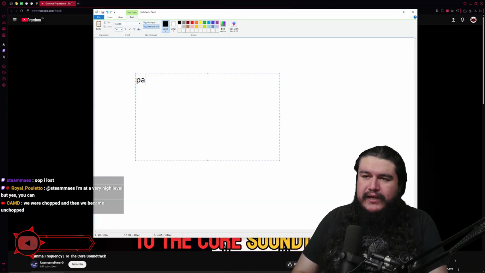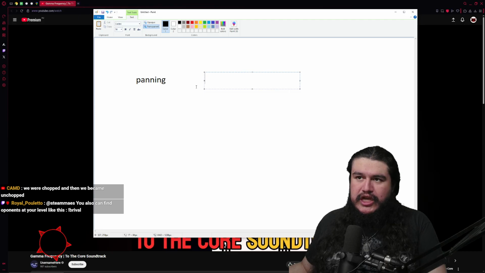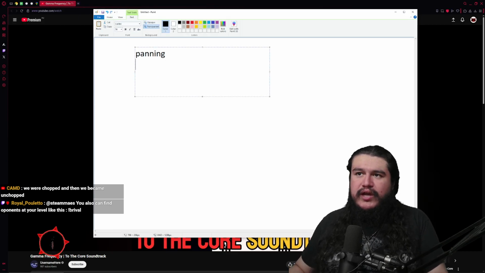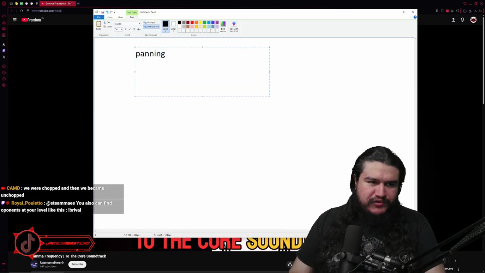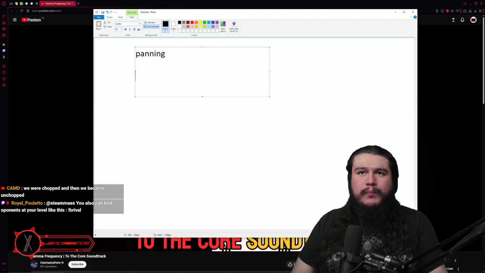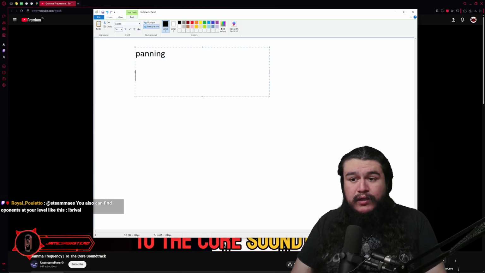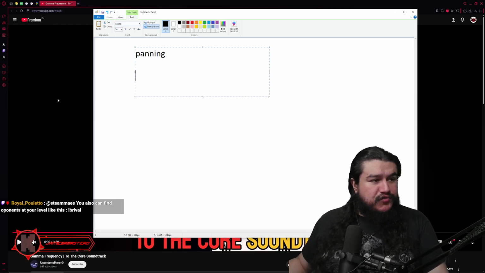Let me just explain the concept of panning. Panning in music or in audio is when you have your audio focusing on a single channel. So what are channels? Channels are the number of speakers that you have available for your tracks. For example, in this case, this is a stereo track.